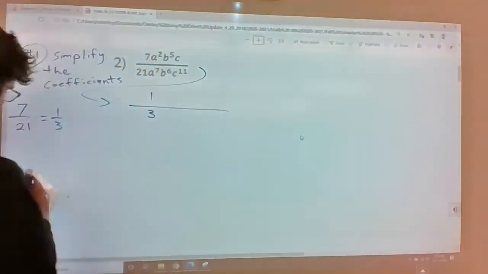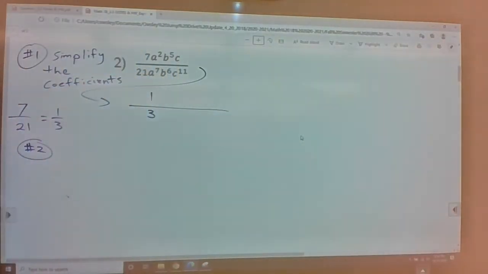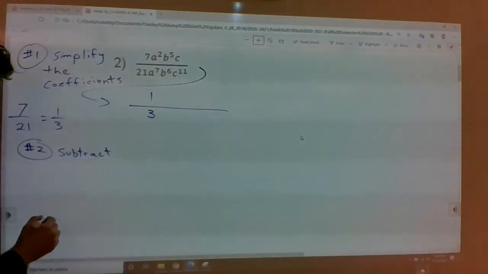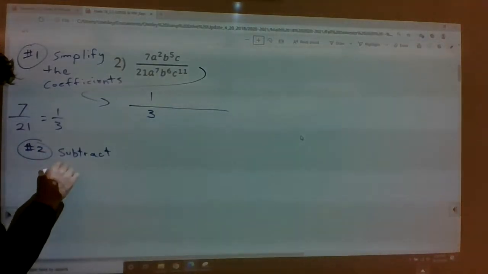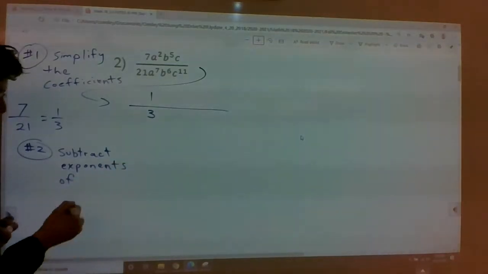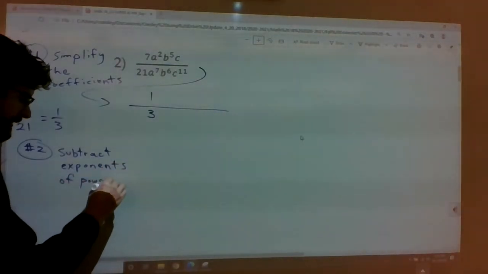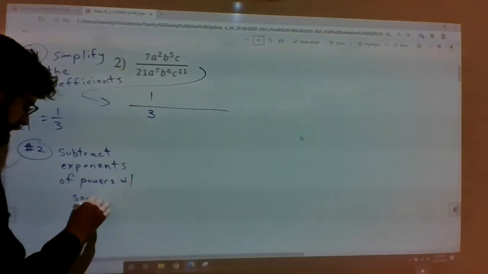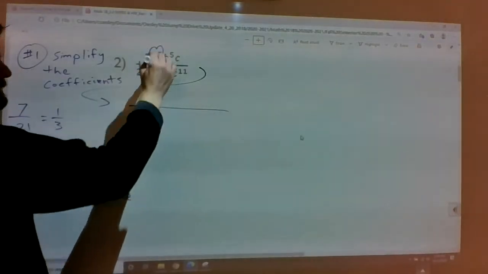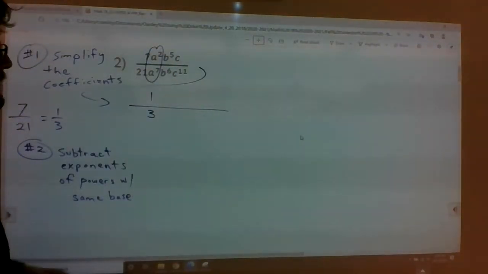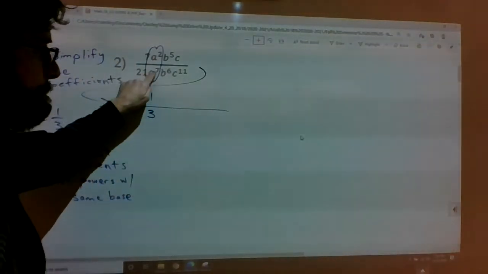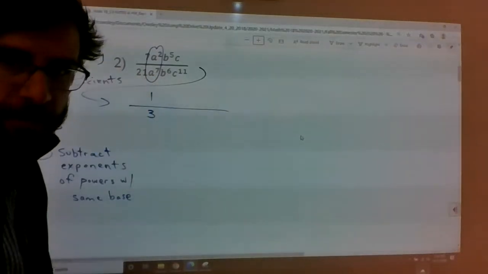2. Subtract exponents of powers of the same base. Of powers with same base. So these two have the same base. A to the 2 and a to the 7. The difference between the two is 5. Since the bigger one's on the bottom, I'm going to leave it on the bottom and keep it positive.